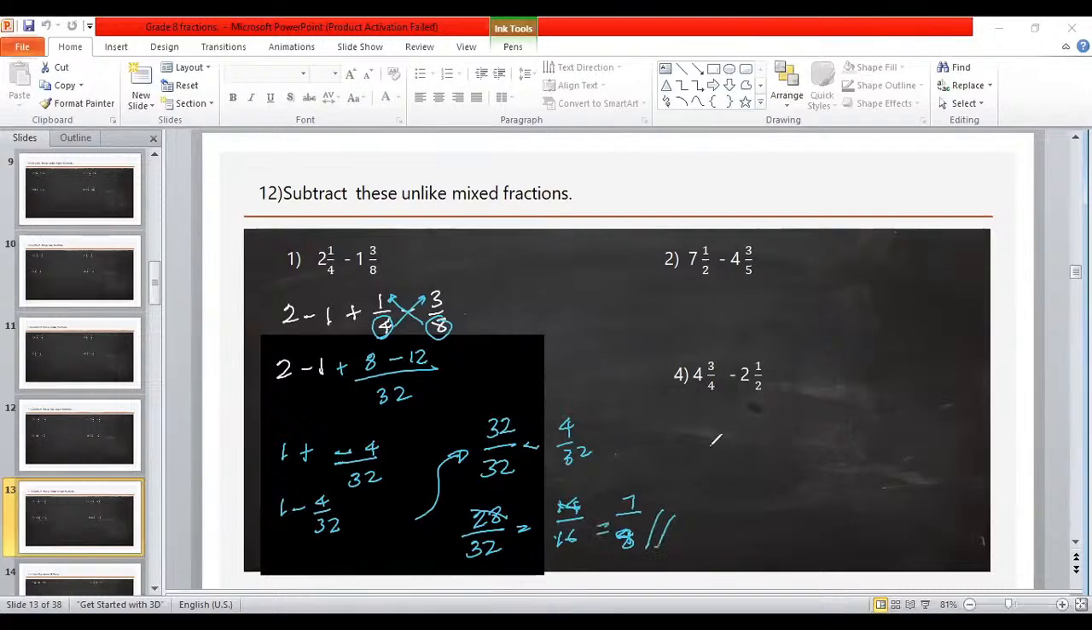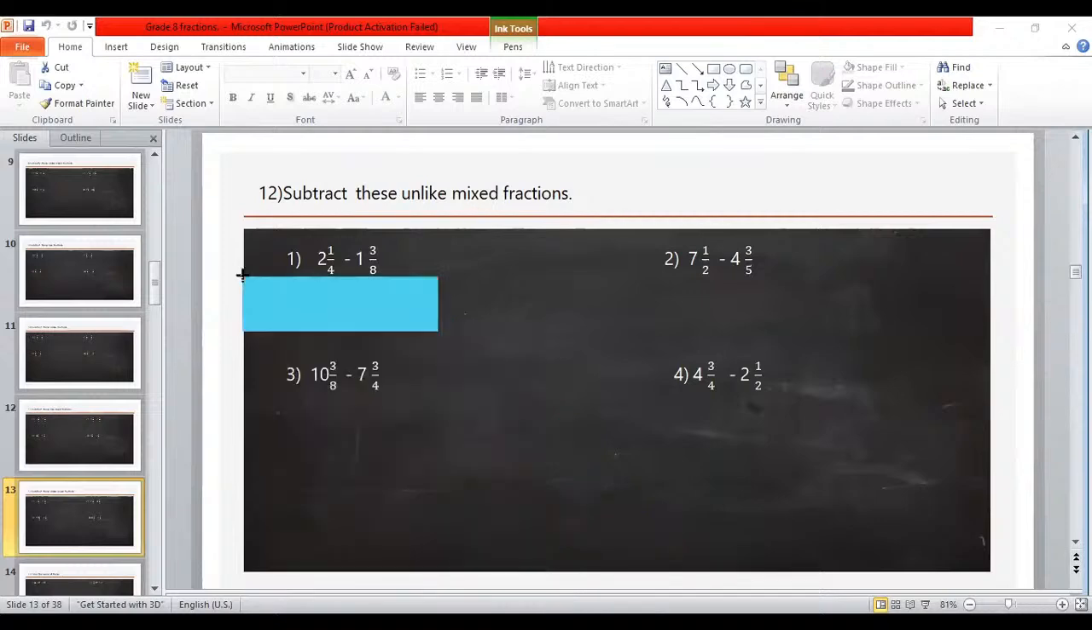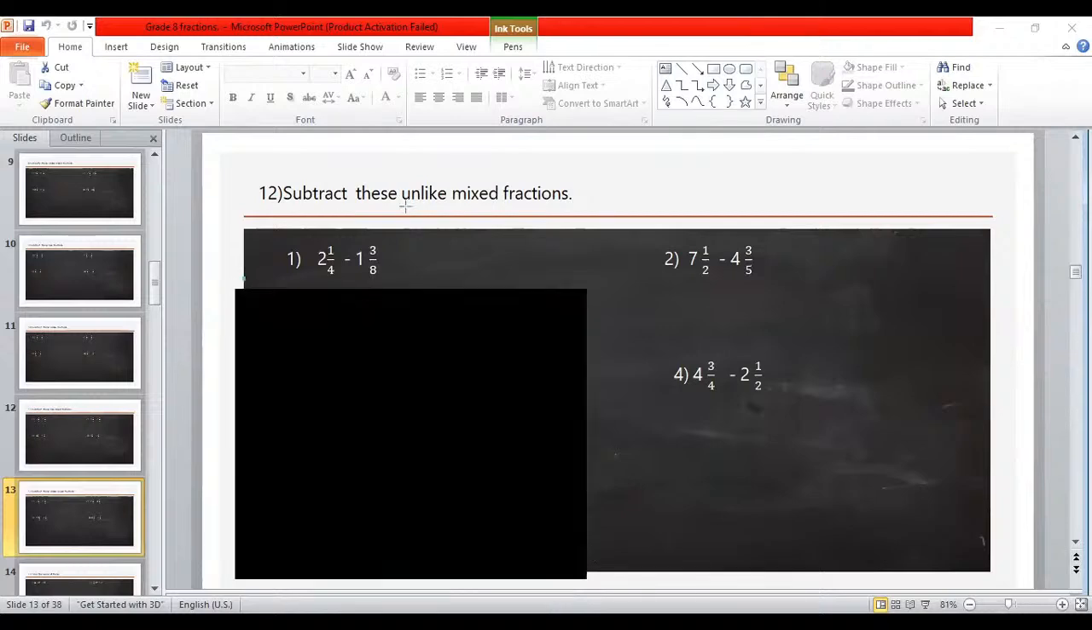Even this way you can do. If not, you can follow the other method. What is the other method? You can convert into improper fractions and then you can do it. 4 times 2, 8 and 1, 9 over 4.